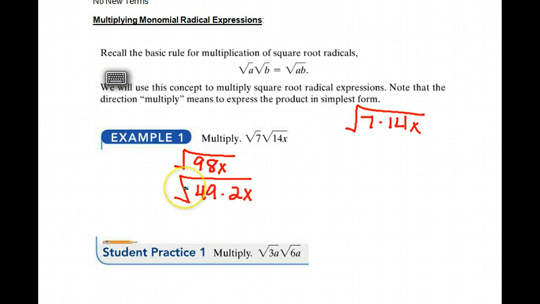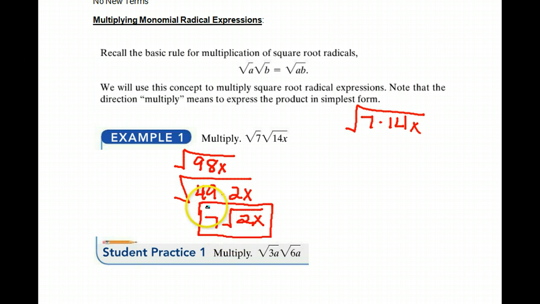We can now evaluate the square root of 49. The square root of 49 makes 7, and that's going to leave us with just 2x underneath the radical. And this is going to be our final answer for this problem. We can go no further because we don't know the value of x, and 2 is not a perfect square. So we're just simply going to go ahead and stop right there.